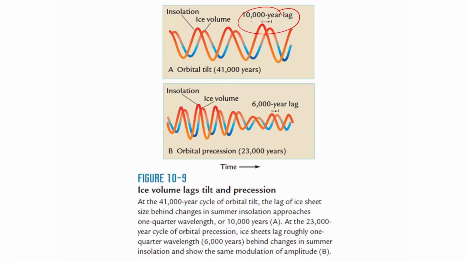So the time lag of 10,000 years is shown here for orbital forcing of 41,000 years, and for the precession forcing of 23,000 years, typically the time lag associated is something like 6,000 years. So you can see that the complications begin to build when you have precession and obliquity acting together.